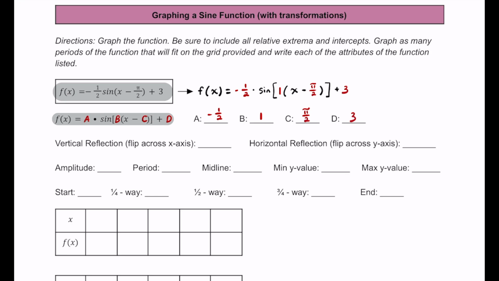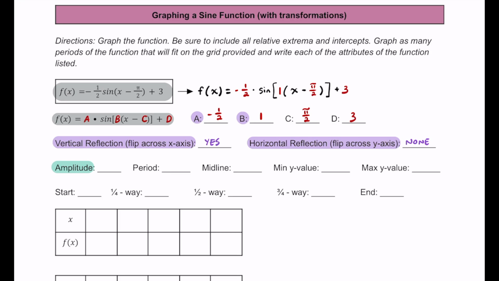Now that we know what a, b, c, and d are equal to, let's see what they tell us about this function. First, the vertical reflection is a flip across the x-axis. That is determined by the sign of a. Since a is a negative number here, the answer is yes, there's going to be a vertical reflection across the x-axis. However, a horizontal reflection is a flip across the y-axis. That is dependent on the value of b being negative, but you can see here b is positive, so we're not going to have a horizontal reflection or a flip across the y-axis.